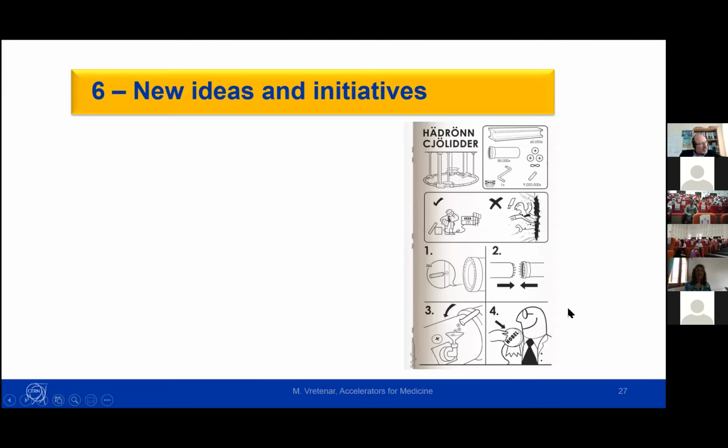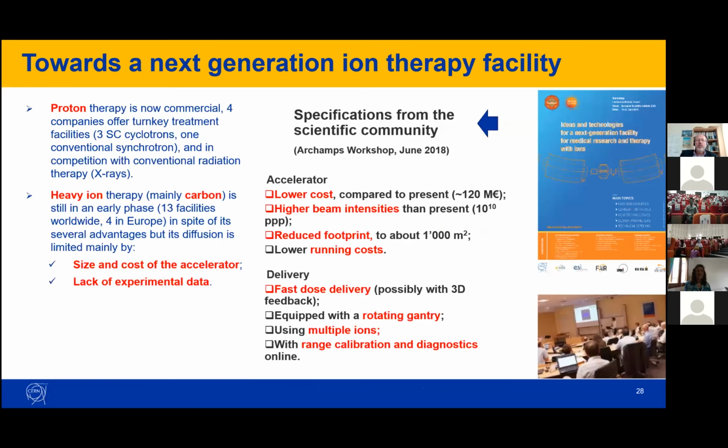Now let's use the last 15 minutes that we have to go a bit through the new technologies that we are at the moment studying for the next generation of accelerators. Why do we need a next generation of ion therapy? Because at the moment, the growth of ion therapy, despite its advantages, is limited by the size and the cost of the accelerator, and on top of that also by the lack of experimental data, which is also a consequence of the fact that there are few ion therapy accelerators in the world.